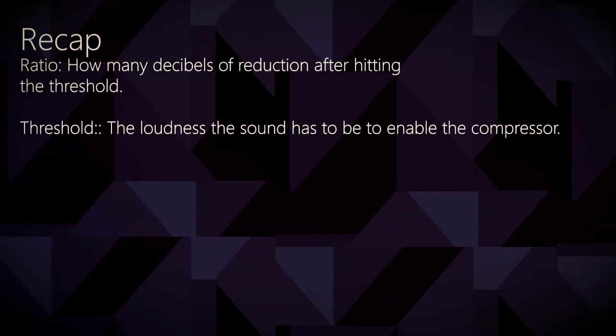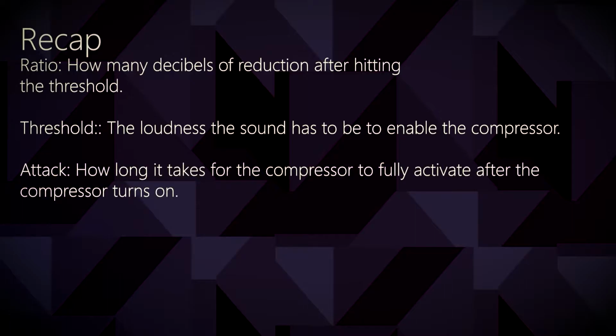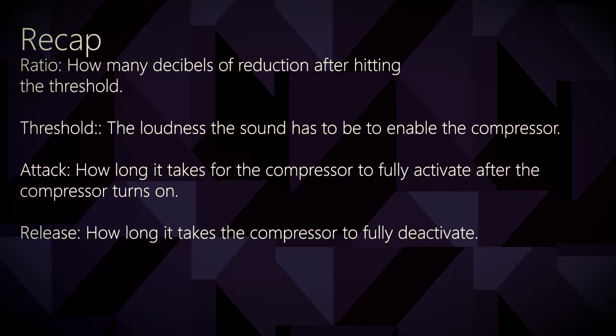So to quickly recap, ratio means the attenuation, threshold means when it will turn on, attack is how long it takes to turn on, release is how long it takes to turn off, and gain is to change the volume.